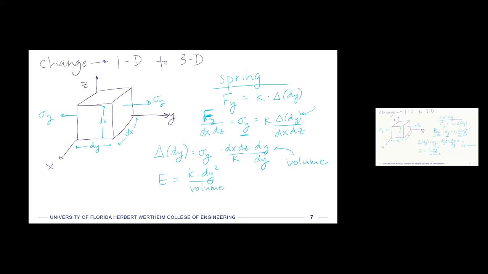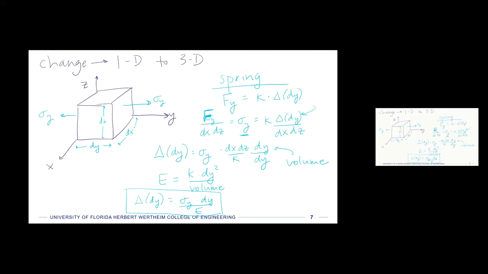Okay. And the units work out on this. If K is a spring constant, which is newtons per meter, then we multiply by meters squared. Then we get newtons times meters divided by volume, newtons per meter squared. That's a pressure, which is our elastic modulus unit. So now let's substitute that into our initial equation, and we get delta dy is equal to sigma y times dy divided by E. Okay, so that's where that comes from.